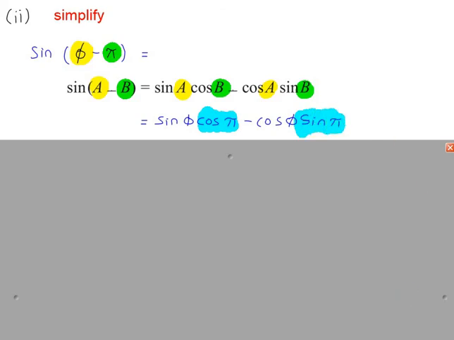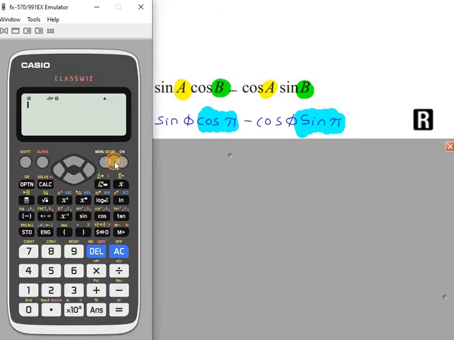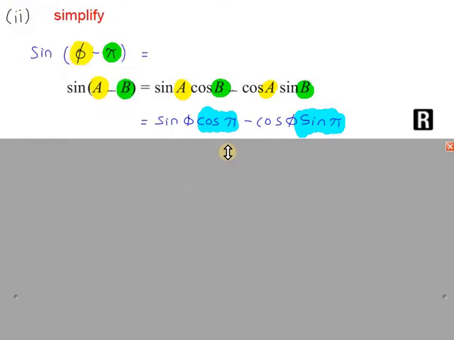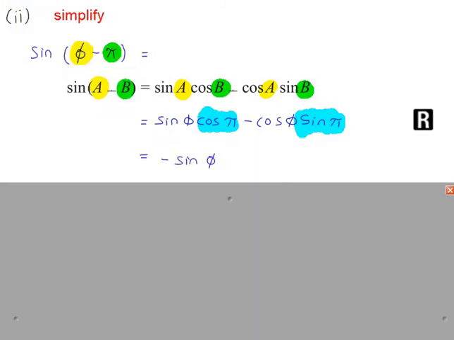We need the calculator in radians mode, so selecting radians, and then cos pi is minus 1, so this is minus 1 times sine phi, so minus sine phi, and this term here, sine pi, is 0, that's 0 times cos phi, so this is all 0. So now we have this.